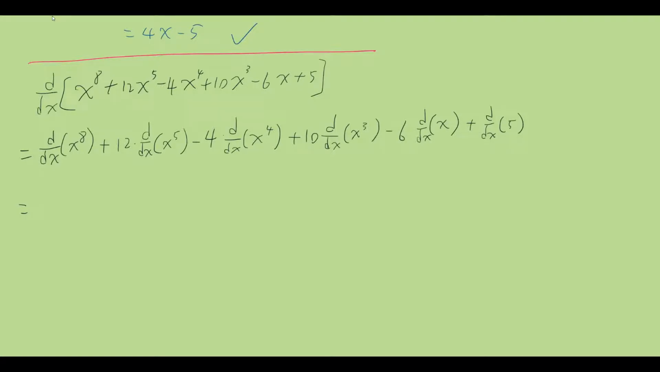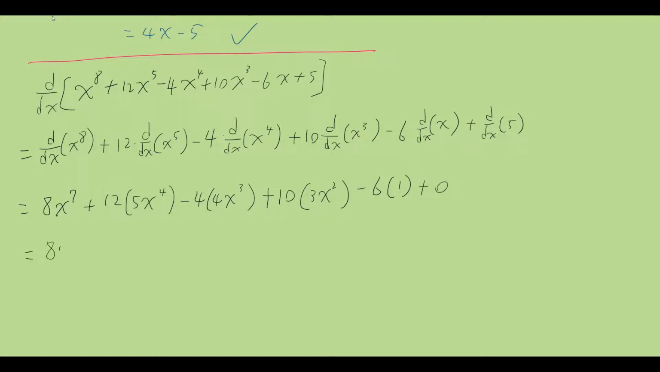All right, so x to the power of 8, bring down the power, decrease the power by 1, plus 12 times, bring down the power, decrease the power by 1, minus 4 times, bring down the power, 4, decrease the power by 1, plus 10 times, x to the third power, so bring down the power, decrease the power by 1, minus 6 times, derivative of x is 1, plus derivative of 5 is 0. All right, so let's clean this up a little bit. We have 8x to the 7th plus 60x to the 4th minus 16x cubed plus 30x squared minus 6.